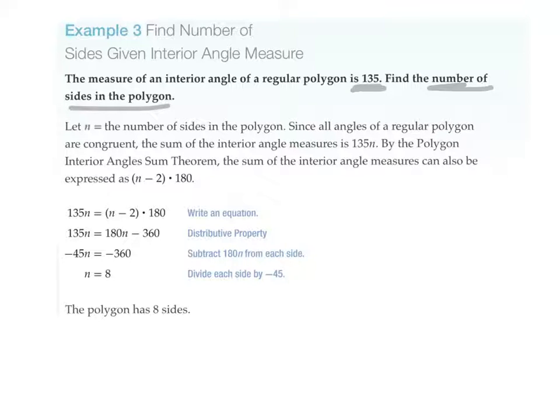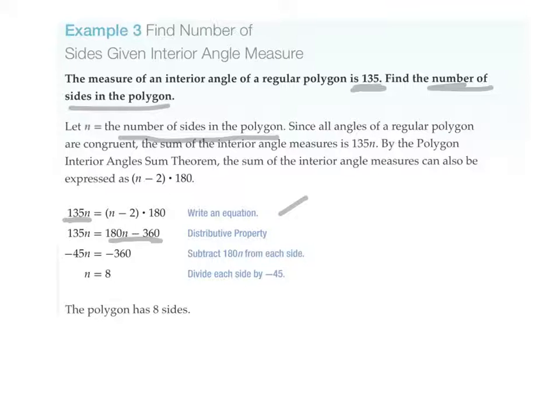Okay, it says let n equal the number of sides of the polygon, so that will give you 135n. Then the next one, as you can see, they're doing it in proof, the formula for you. You've written the equation, that's okay. The distributive property, in other words, they're doing n minus 2 multiplied by the 180, which will give you these. Then just manipulate it around.